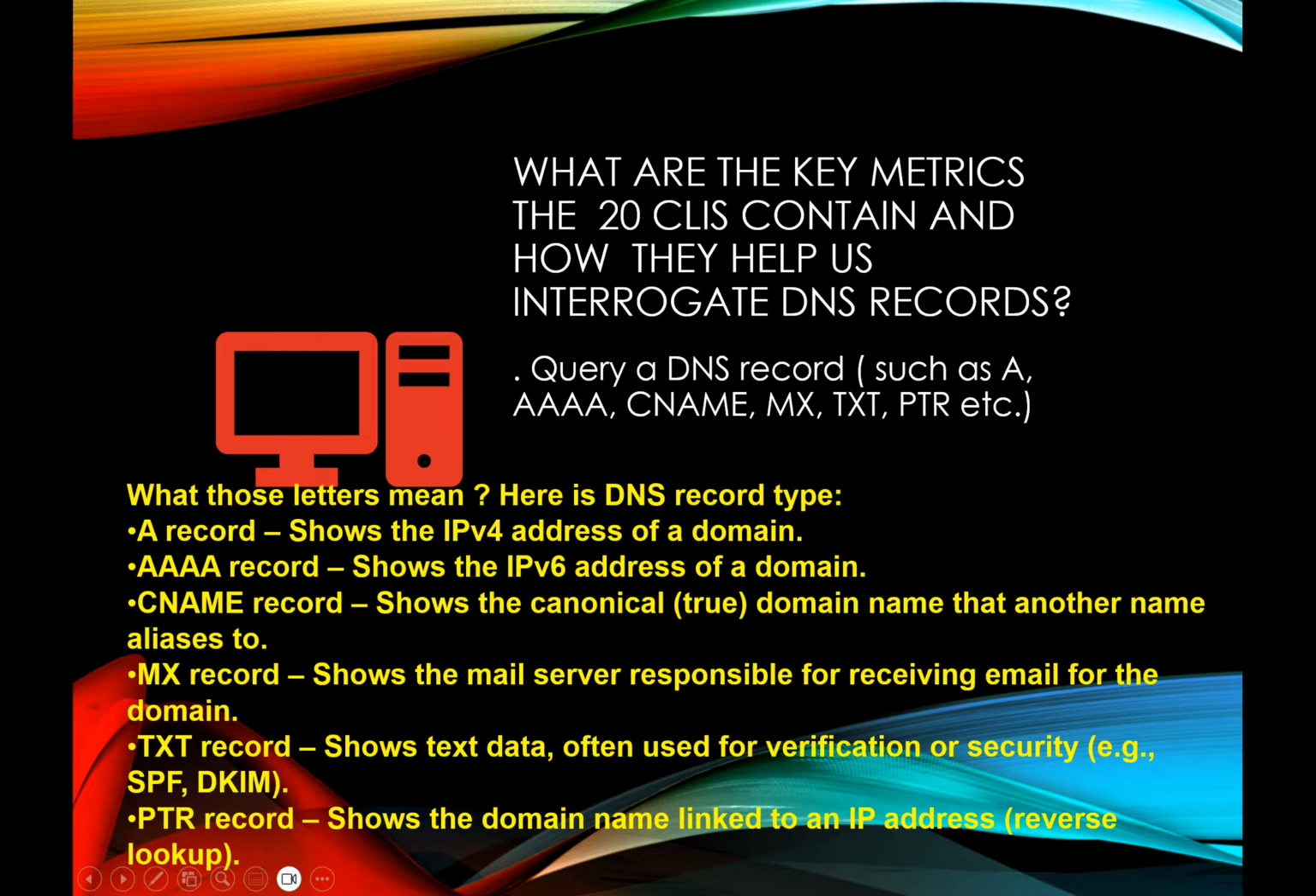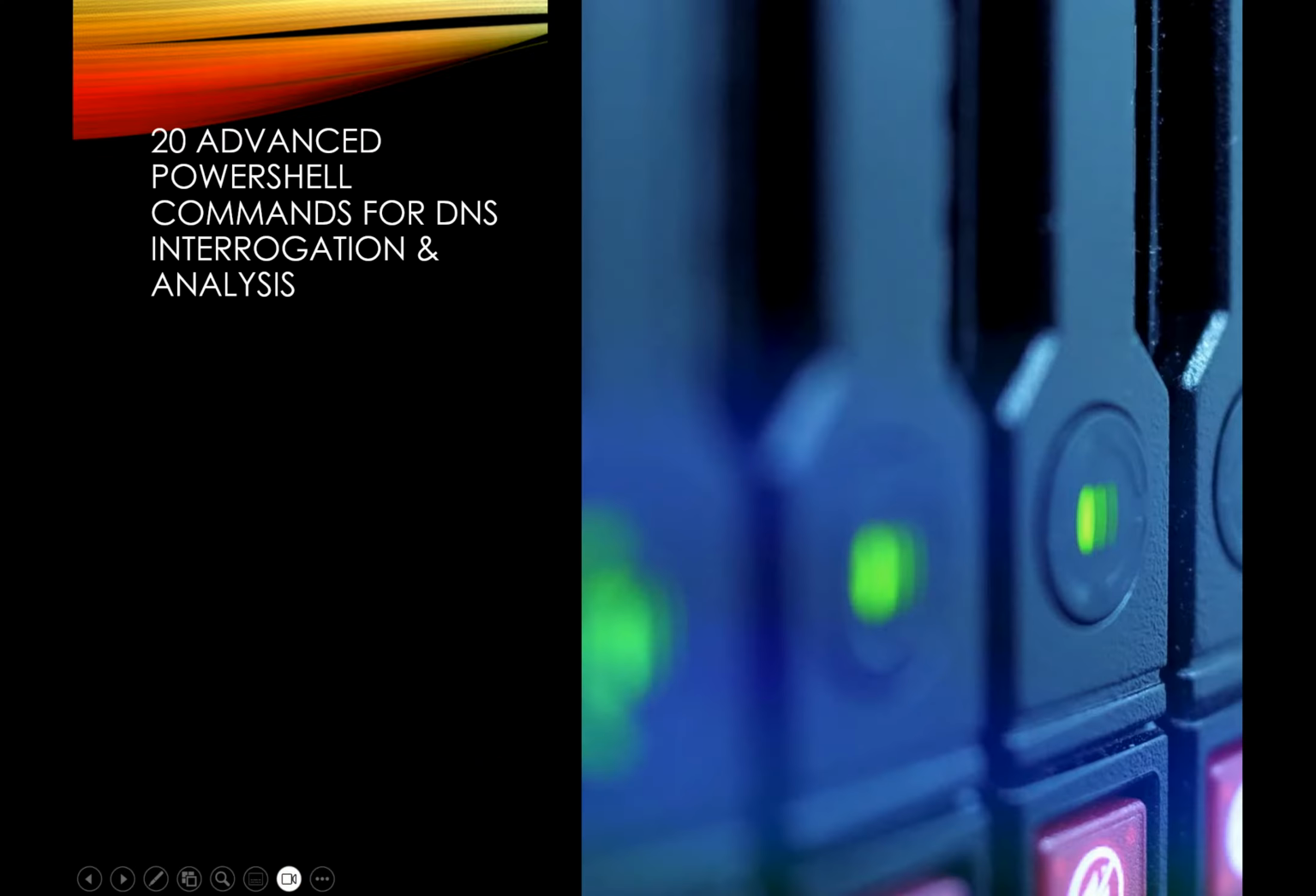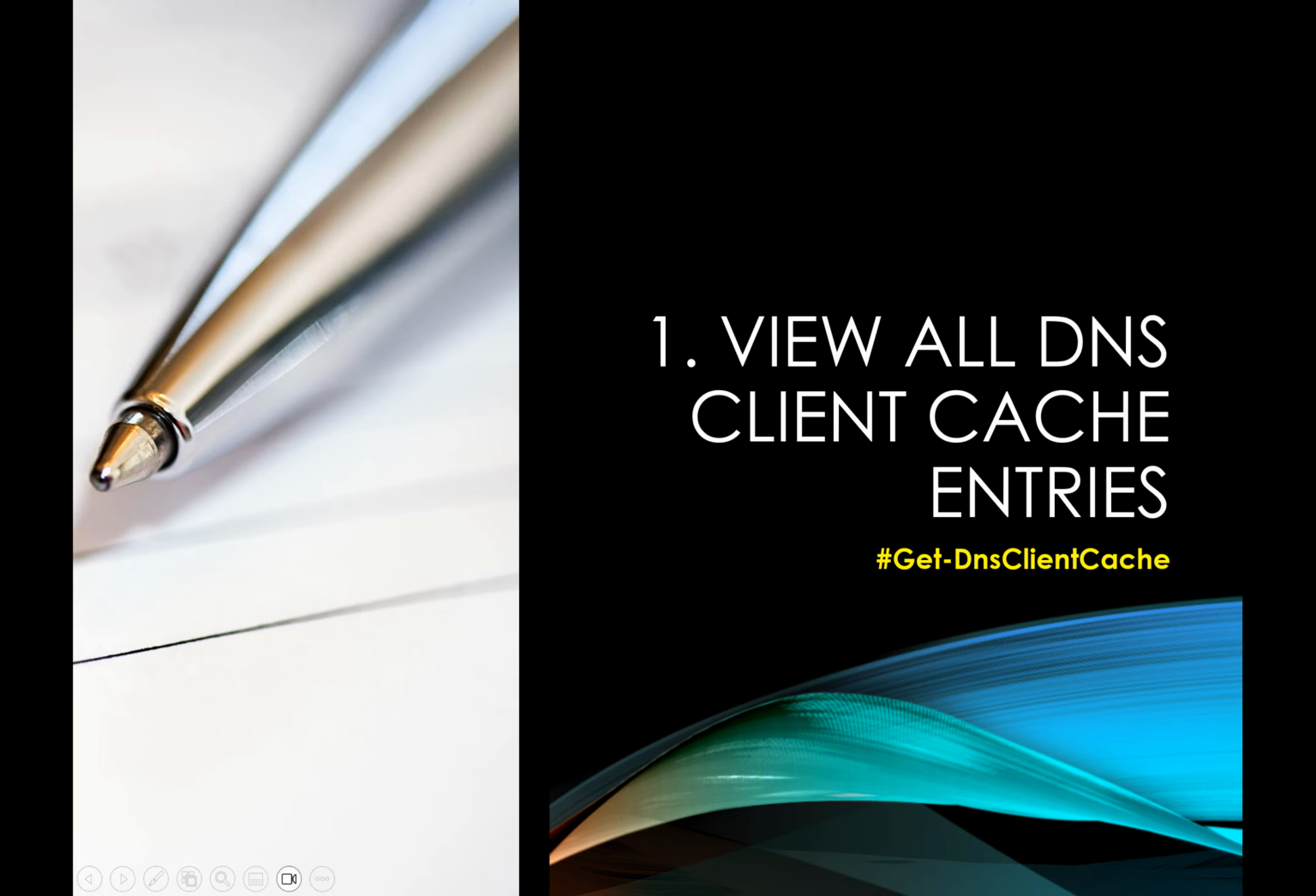TXT record shows text data, often used for verification and security, for example anti-spoofing, or for example SPF or DKIM. This is a tool for secure email where you literally secure your emails. Pointer record shows the domain name linked to an IP address, a reverse lookup. Alright, so what are the PowerShell commands for DNS interrogation and analysis? Let's view them one by one.